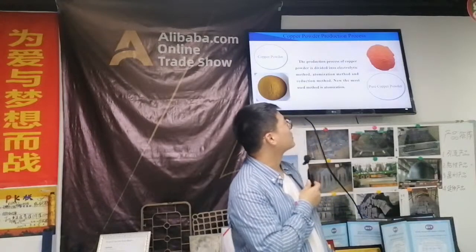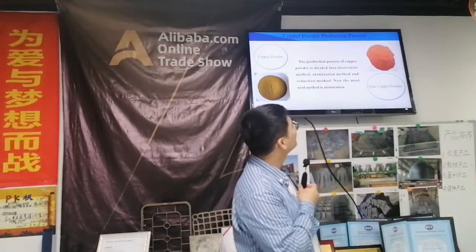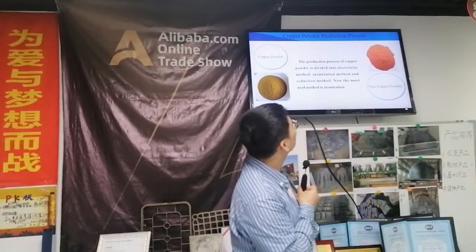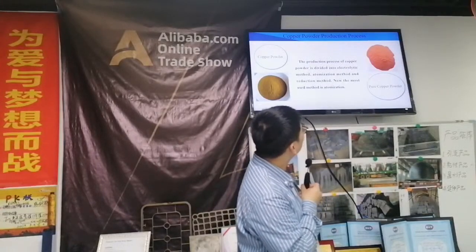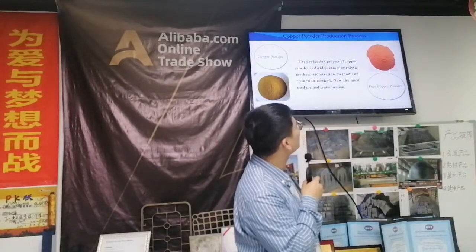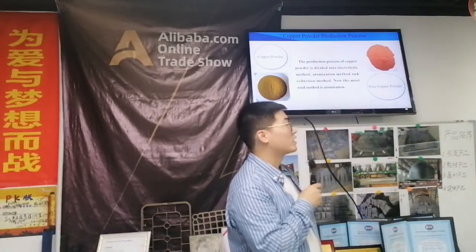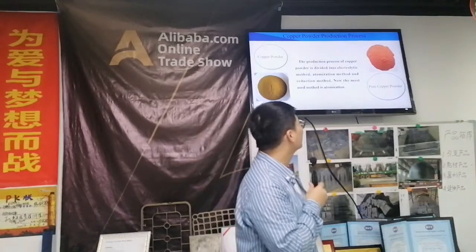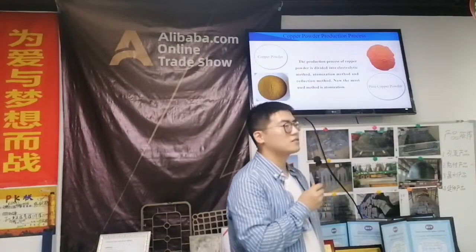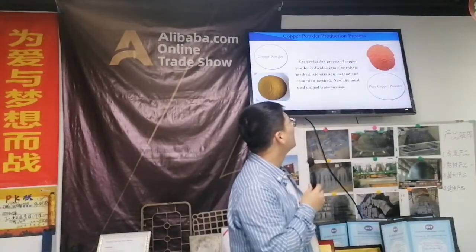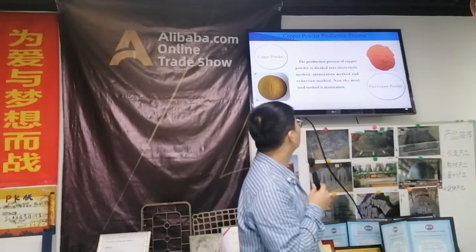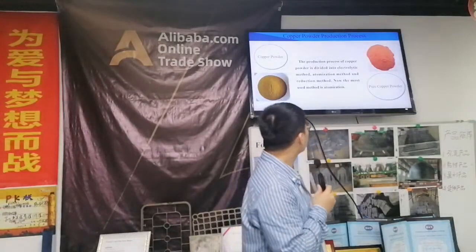The production process of the copper powder is divided into electrolytic method, atomization method, and reduction method. Now the most used method is the atomization of the copper powders.